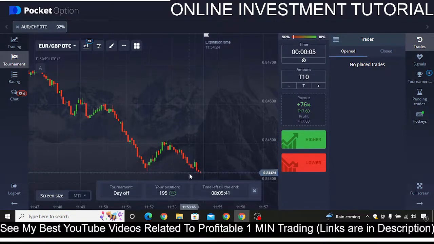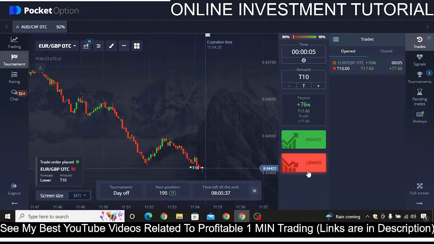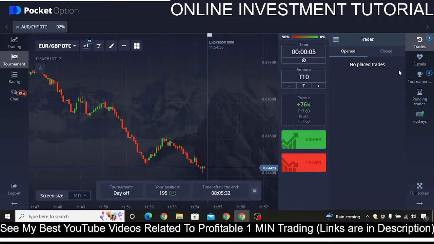So it is coming down from here. So most probably this market is going to go down. So I'll make a lower trade by investing 10. Now here you can see. So it seems like I made a loss. So now what I can do is invest $30.